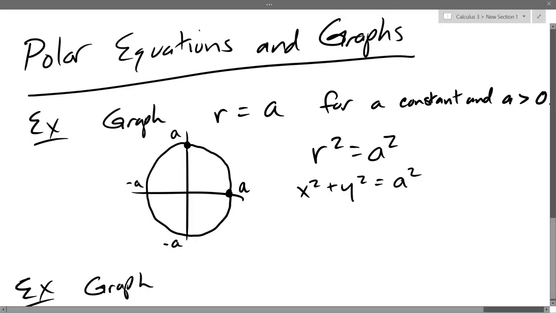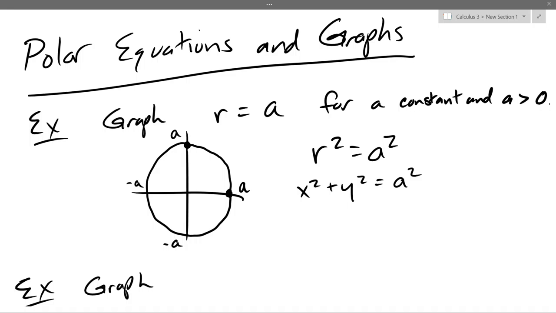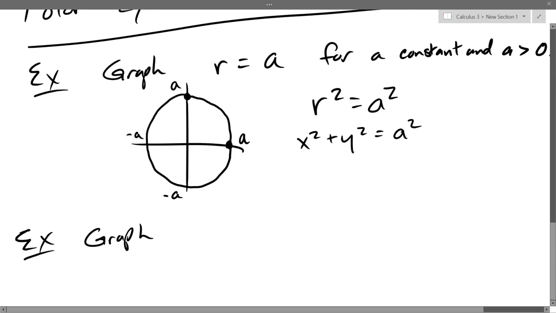All right, there we go. X squared plus y squared equals a squared. That is the rectangular equation for a circle centered at the origin, 0, 0, with a radius a. So that is our rectangular equation for that circle. So we're going to graph the next one, and I'll pick an actual number for theta. Let's do pi over 3.